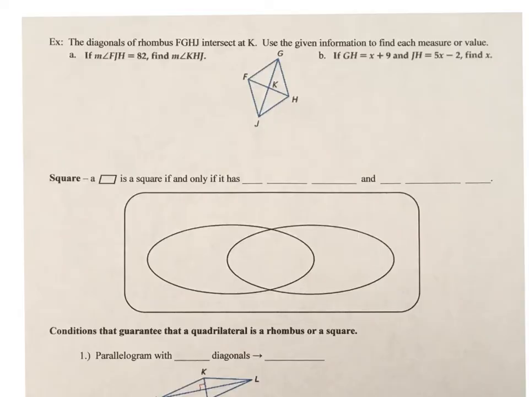So now let's work a couple of examples that have to do with the diagonals of a rhombus. So in this example, the diagonals of rhombus FGHJ intersect at K. Use the given information to find each measure or value. So in letter A, the measure of angle FJH is 82. So let's go ahead and mark that. So this angle that I'm going to mark with the red arc is an 82-degree angle.